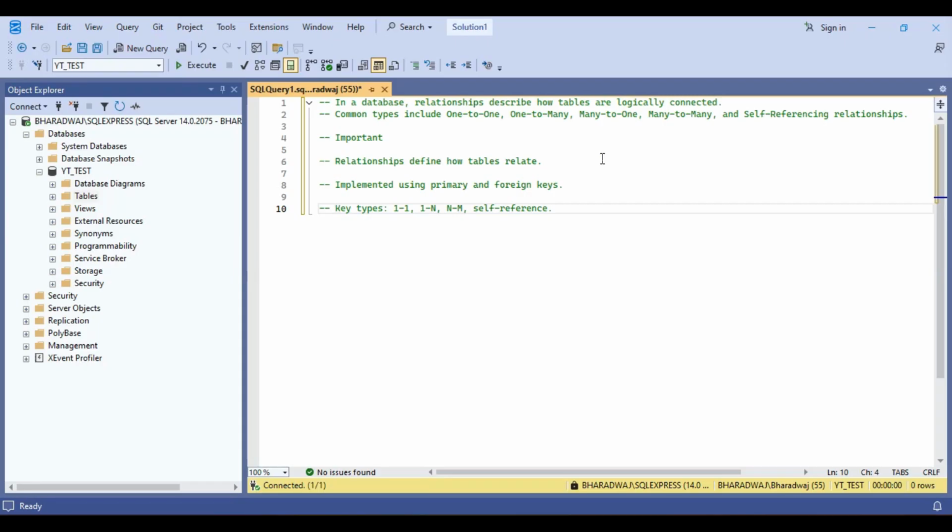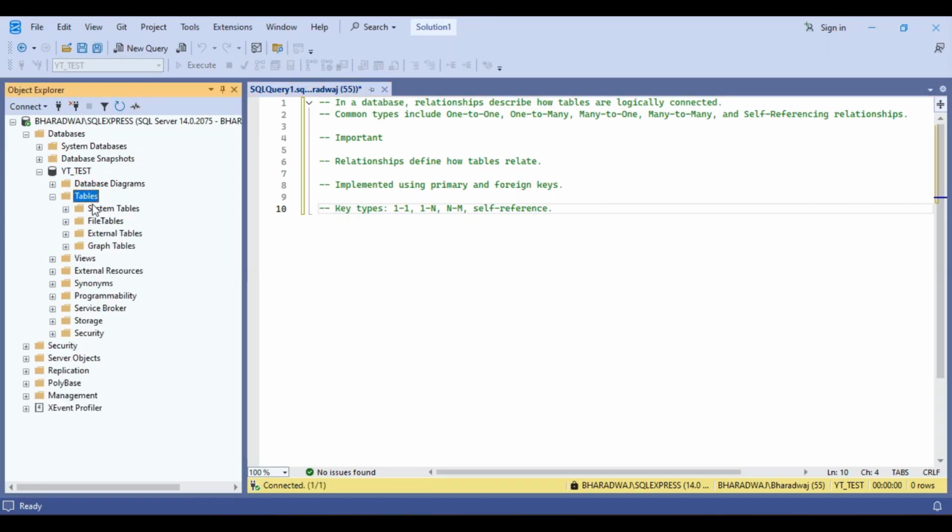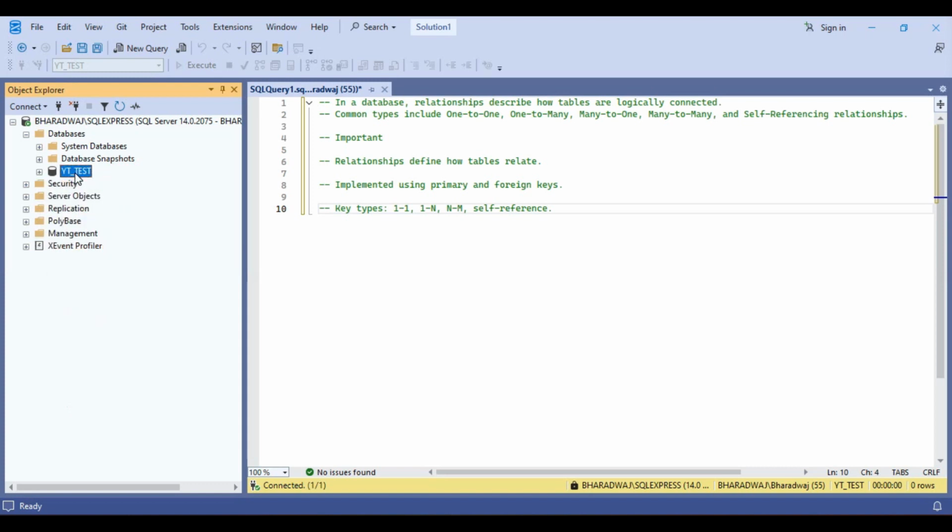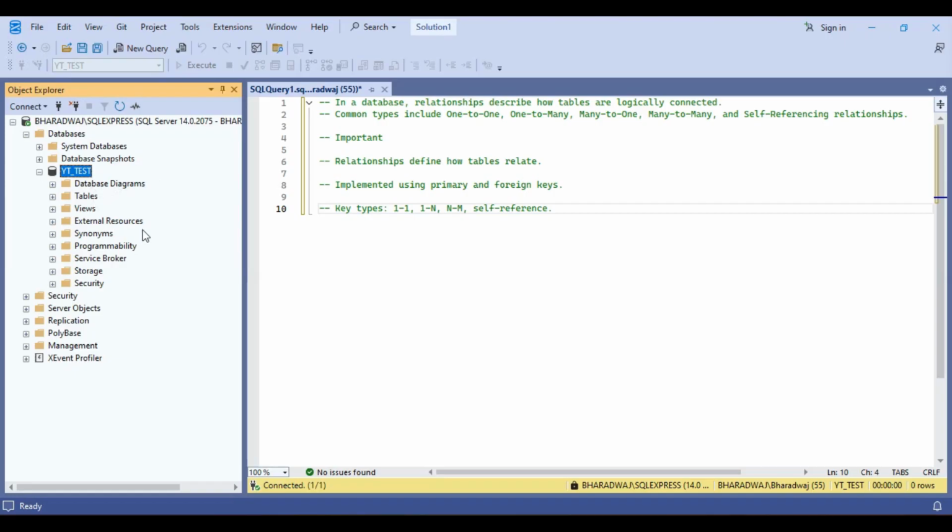There will be different types of tables, right? So we will be having different kinds of tables. Whatever tables we have created here, you can clearly see I have created a database named yt_test. Here we have database diagrams, tables, views, and other stuff. We can create different tables using create table and give whatever table name we want. In a database, relationships describe how tables are logically connected.